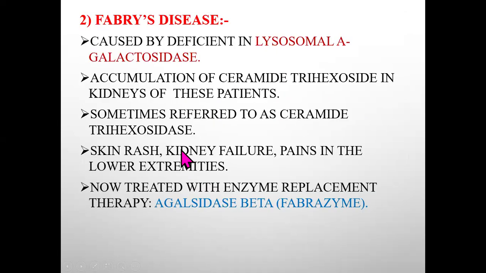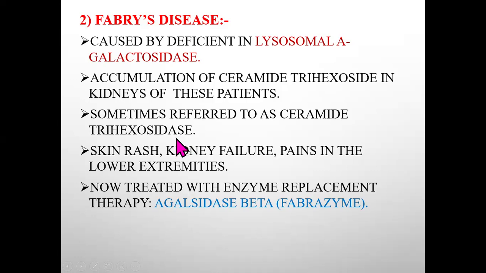Now, Fabry's disease is caused by deficiency in lysosomal alpha-galactosidase. Okay, you have accumulation of ceramide trihexoside in kidneys of the patient. So in patients that have Fabry's disease, you have accumulation of ceramide trihexoside in kidneys, okay? And sometimes you refer to the enzyme as ceramide trihexosidase, okay?